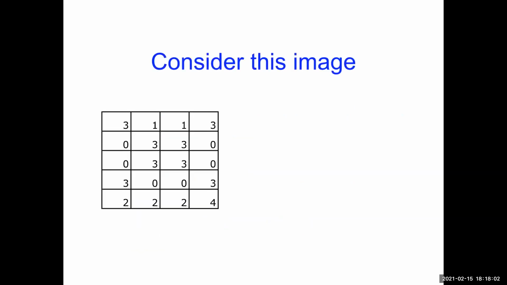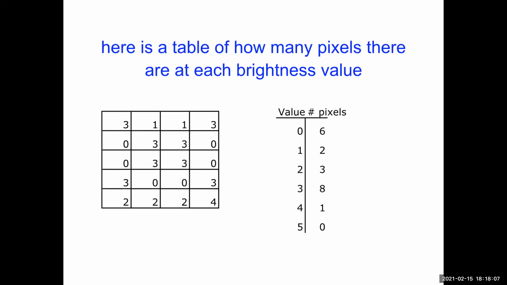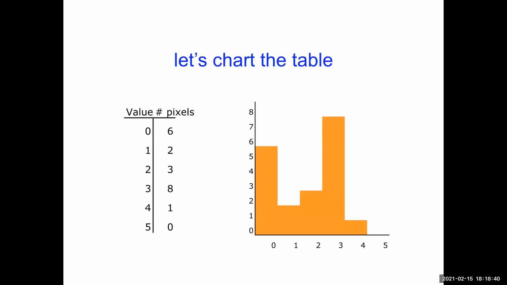So let's look at this image. Here's, again, another image. And it's a little simpler than the first one I showed you. Here is a table where we count how many pixels there are of value 0, and you can double check me on your own and go back and count. But basically, there are 1, 2, 3, 4, 5, 6 pixels that have value 0. There's 2 that have the gray value 1, 3 that have 2, etc. Here's the table. And then we're going to draw this out.